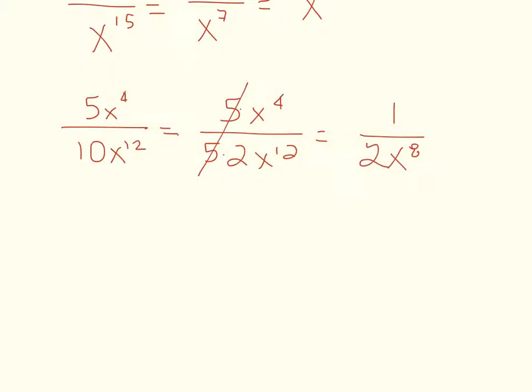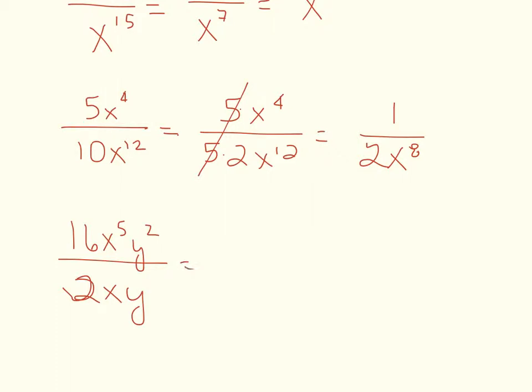We also could do something like this. Let's try 16x to the 5th, y to the 2nd, and in our denominator we're going to have 2xy. So try this by yourself, and then come back.